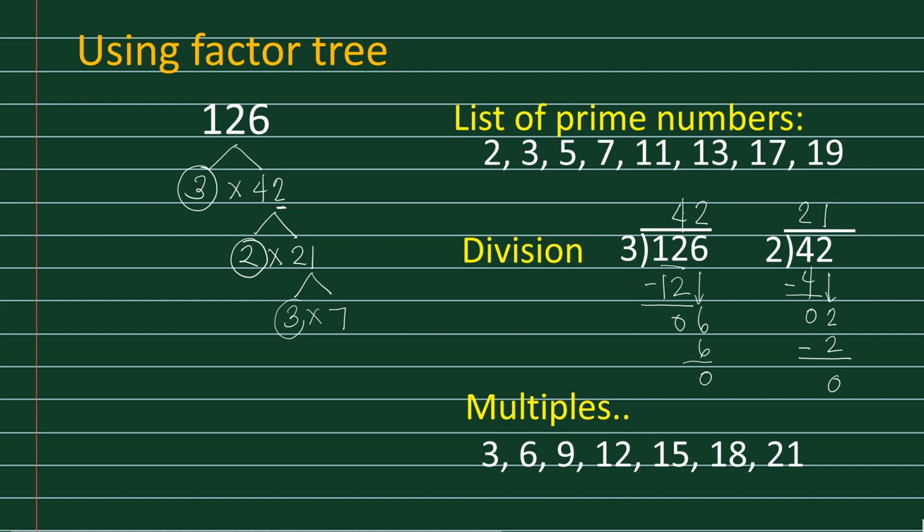So 3 now is a prime number and 7 is a prime number. So now our prime factors are this one, 2 times 3, and another 3 here. So 3 times 3 and 7. So the prime factors of 126 are 2 times 3 times 3 times 7.